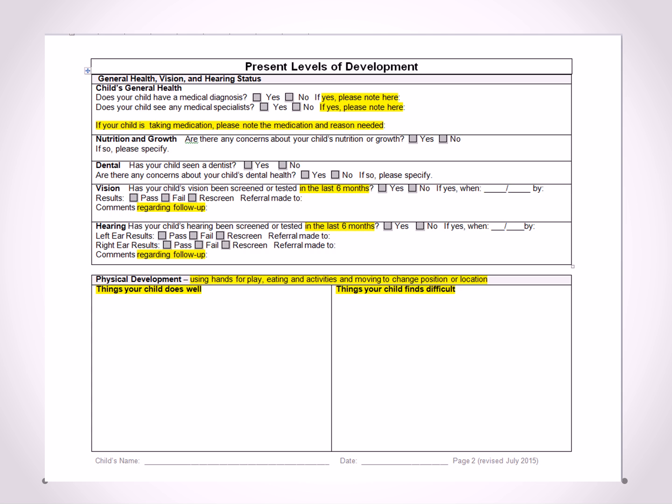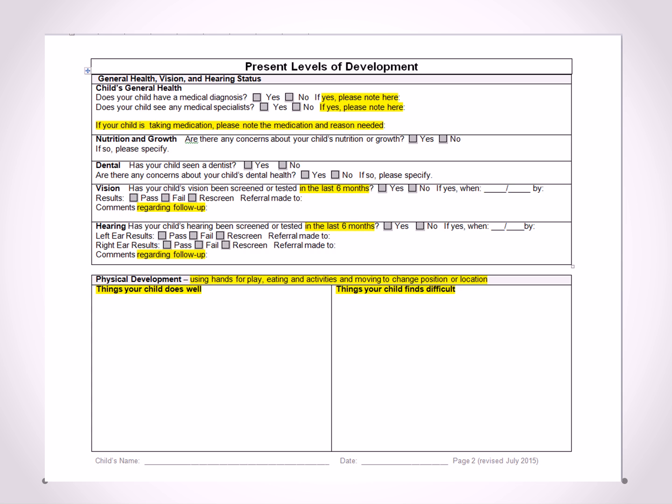So what you're going to see now under general health, vision, and hearing status, we changed the wording that said, if so, what is it? After, does your child have a medical diagnosis? Yes, no. That just didn't seem very family friendly. So now it says, if yes, please note here, and it says the same thing in the section for medical specialists. We've also changed the wording here under if your child is taking medication. Please note the medication and reason needed. That field was there already. It's just in more family-friendly wording now.